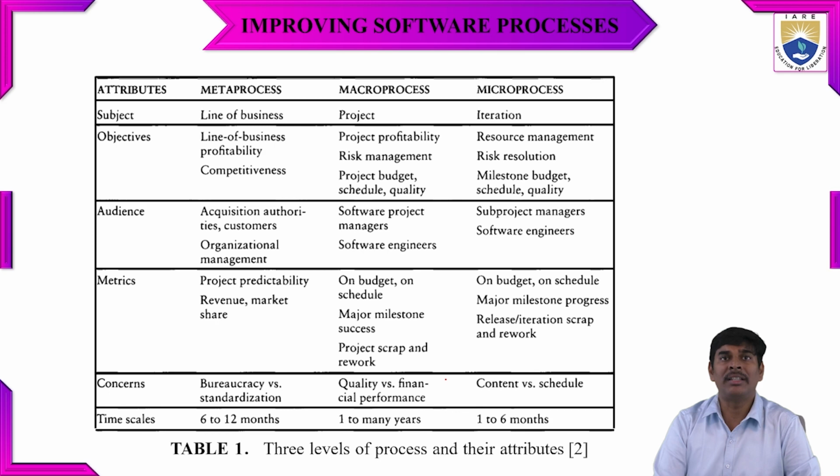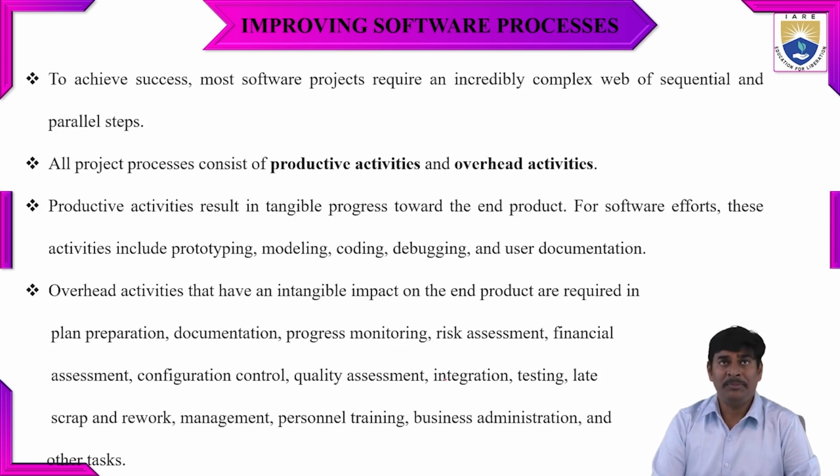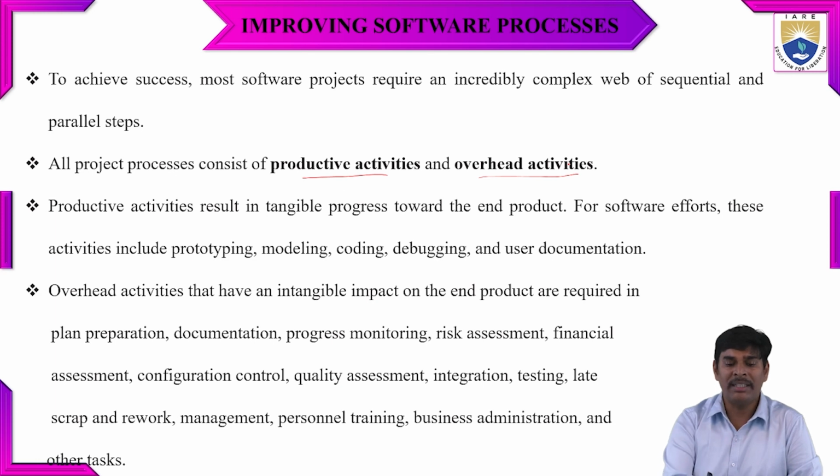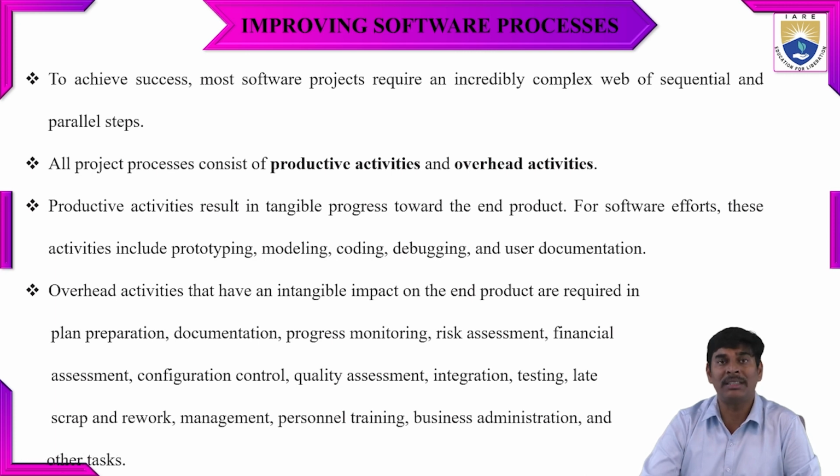So we have improving the software process. To achieve success in software projects, we mainly need to check the complexity of the sequential and the balanced. So we need to check the successful metrics for software projects, where complexity exists in the sequential as well as the parallel. For all projects, a process consists of productive activities and overhead activities. So they need to check what the productivity of the different types of the process is, and what the communication overhead is during the activities.